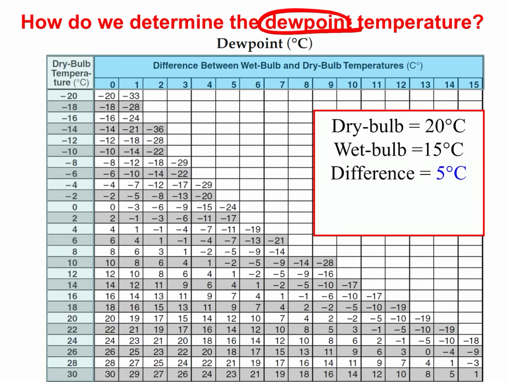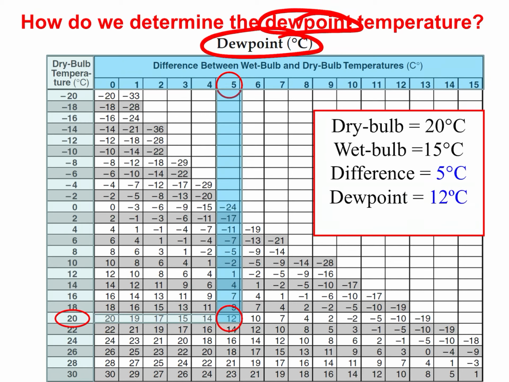This is how you read it. And notice we're finding dew point here, so I'm reading the dew point chart. So we're going to take the difference of 5 and the dry bulb of 20 and see where they meet. And 12 is our answer. So that means that the dew point is 12.